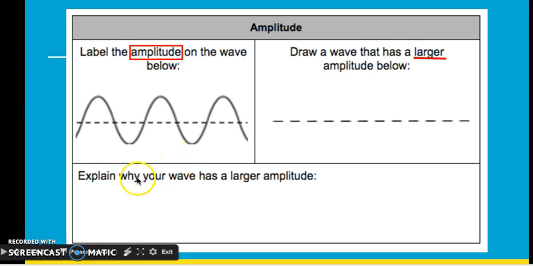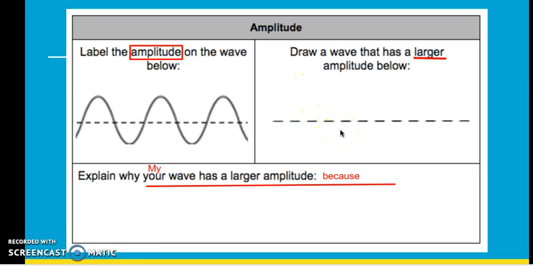All right, students. Finally, you are going to explain why your wave has a larger amplitude. Okay, so you're going to start your sentence: my wave has a larger amplitude because, and why is it larger? What about it makes it larger? What are some of those words we talked about? Saying my wave has a larger amplitude because it's larger is not correct. Okay, be more specific. What about it is larger? What does the wave look like? Okay, do this now and then we'll move on to wavelength.